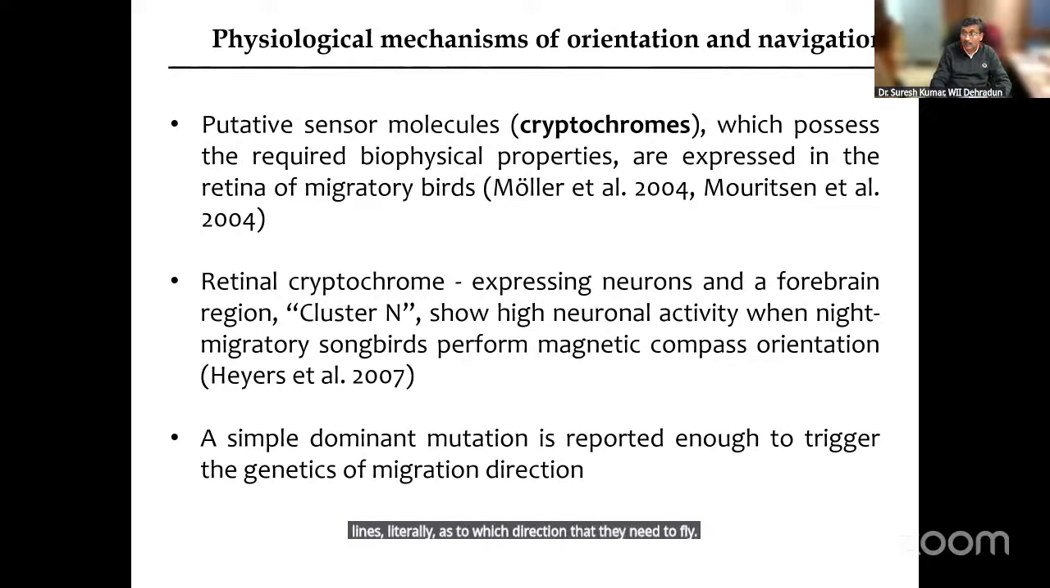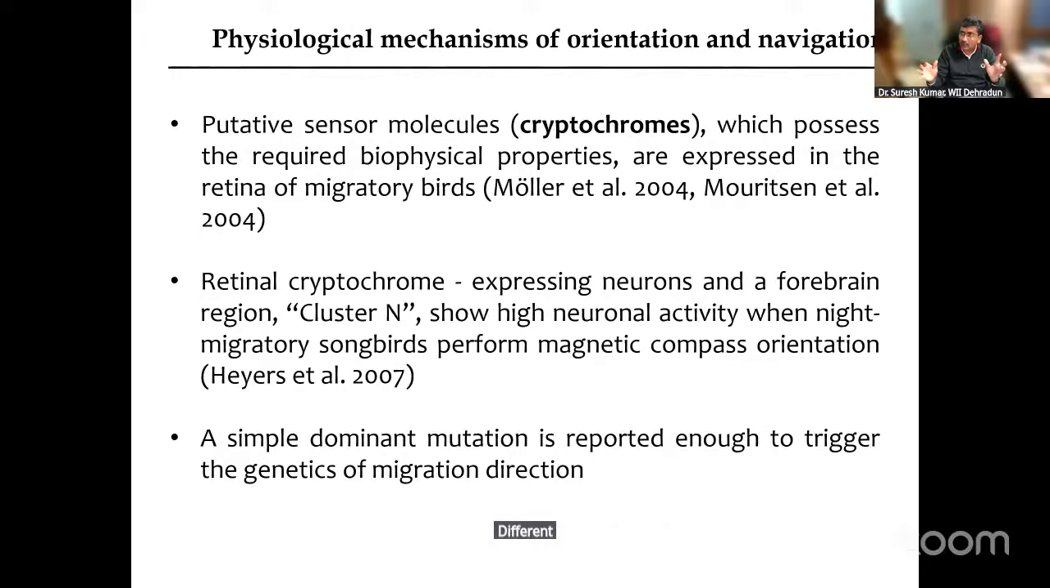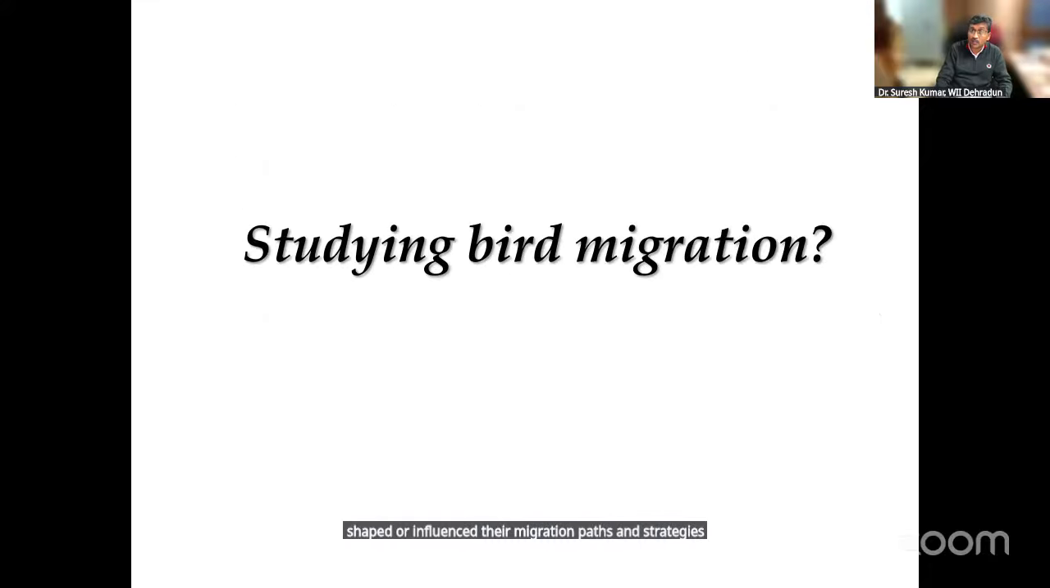And what is also believed is that a simple dominant mutation is reported to be enough to trigger the genetics of migration direction, which may have already happened. Some of the birds take a completely different route, unlike the majority. It's the same species, but different populations. So this is likely a result of these mutations that have shaped or influenced their migration paths and strategies. Okay. So studying bird migration is definitely a very, very interesting field.